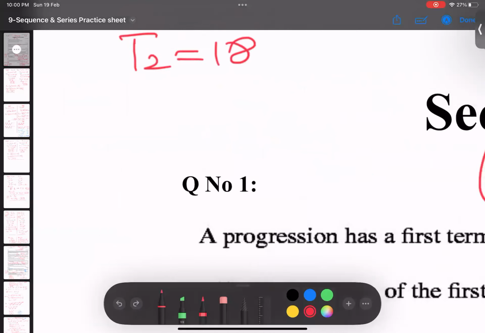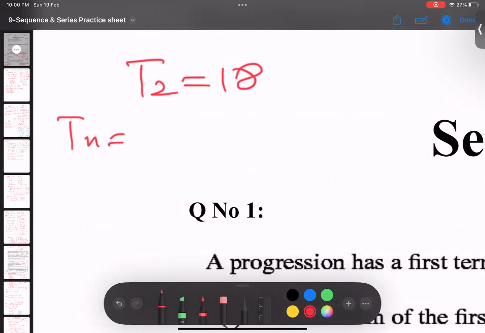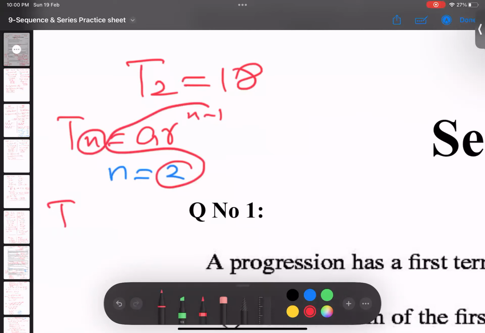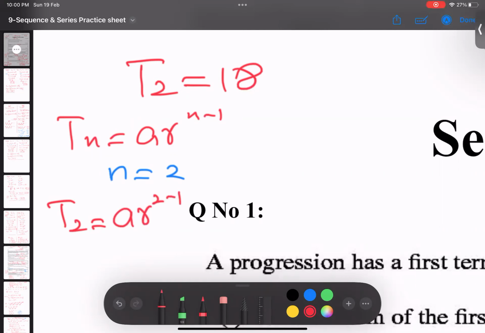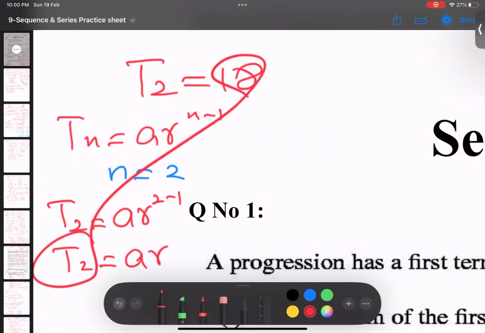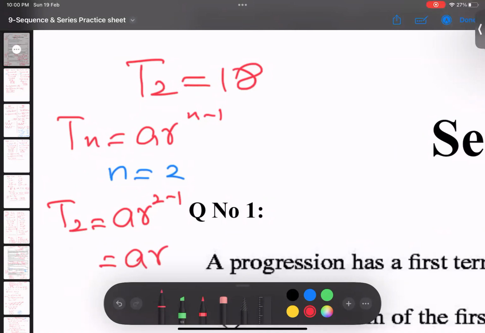Because he said T2, I will write first of all Tn is equal to A R to power n minus 1. I plug in each n by 2. You ask why, sir? Because you can see this number matches. What if we have a 3 here? I plug in 3 here. If a 12 here, I plug in 12 here. Very simple, clear. So 2 comes here and here. I get T2 is equal to A R to power 2 minus 1. I get T2 is equal to A R. And T2 is what? 18. So on the left side, I erase it and I copy 18, equation number 1 done.